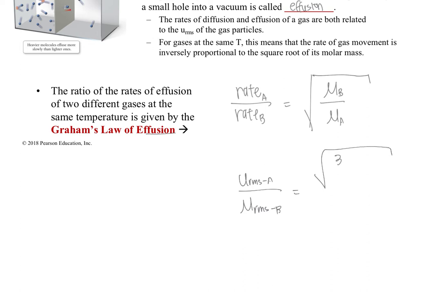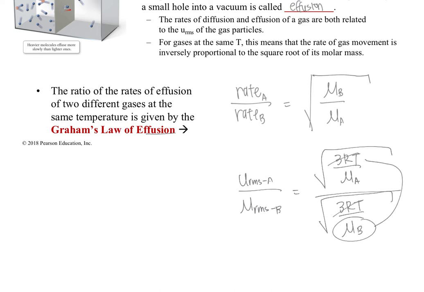So they did the square root of 3RT over the molar mass of A divided by the square root of 3RT over the molar mass of B. They literally just took the speeds. And notice the 3RT is going to cancel out if you're at the same temperature. So then I have a denominator of a denominator comes up top, and that's where I get the B over the A.